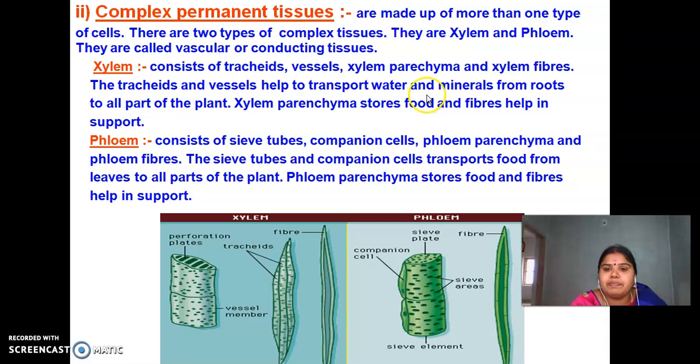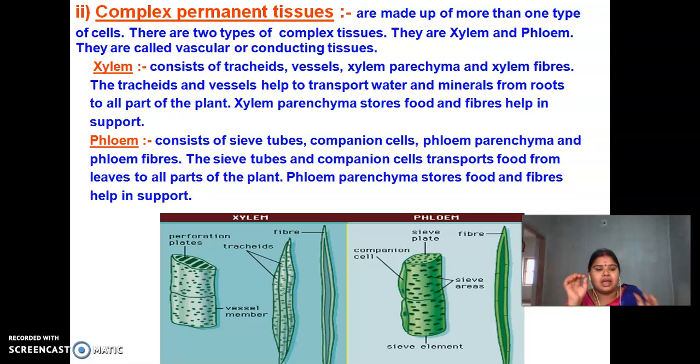Next, xylem parenchyma and xylem fibers. What's the main function? Parenchyma stores food and fiber helps in support. Understand? So there are four parts in xylem: tracheids, vessels, xylem parenchyma, xylem fibers. Tracheids and vessels are used to transport water and minerals from root to all parts of the plants, and parenchyma stores food and fibers help in support.